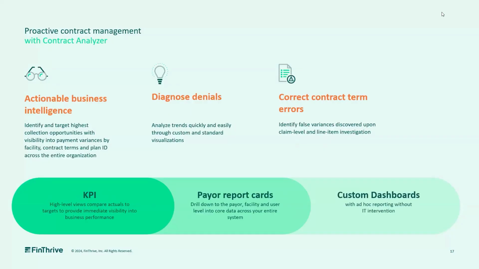And then analytics is that hood of the engine, right? So think about that intelligence, diagnose denials, look at contract terms and errors, and try to track that information. Think about KPIs, high level compare actuals to targets, right? Think about those KPIs from executive levels to different methodologies. Payer report cards, payer compliance, payer trending. Drill down to any of the payers, find that utilization across the core data.